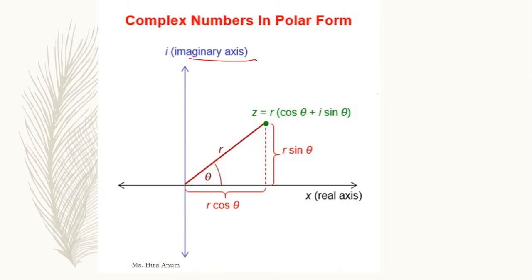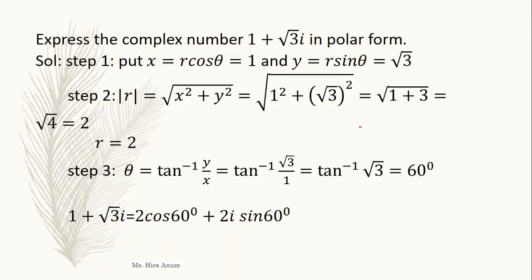Iota is the imaginary unit. The real part is r cos theta, the imaginary part is r sin theta, and z equals r cos theta plus iota sin theta.